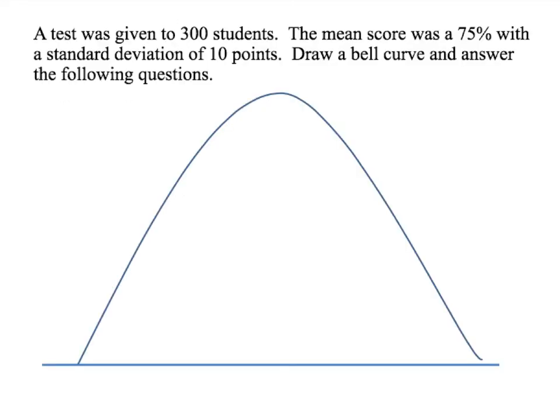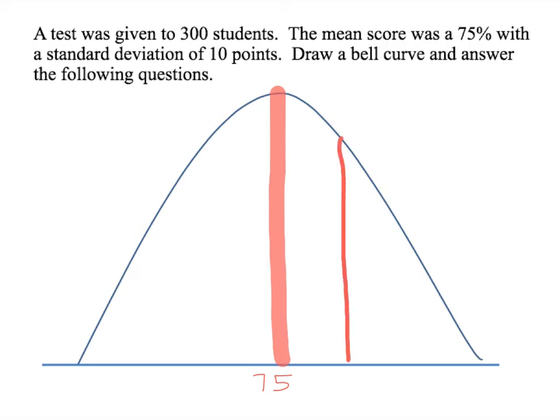So a test was given to 300 students. The mean score is 75%, so this middle line would be 75%, with a standard deviation of 10 points. So that would be 1 standard deviation, 2 standard deviations, 3 standard deviations. That's normally what it looks like: 1 standard deviation, 2 standard deviations, 3 standard deviations.